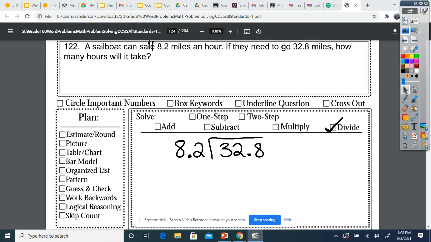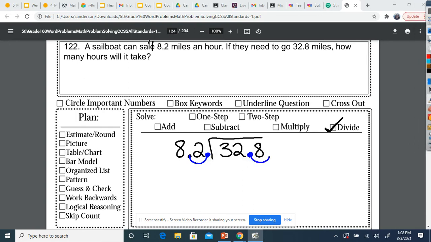Let me change the color of my pen. All right. So my first step is to make this decimal's divisor into a whole number. And all I need to do is take this decimal and move it to the very end. So I just had to move it 1 time to get it to the very end. Whatever I do to this, or how many times I move that decimal to the right on my divisor, I have to move it to the right on my dividend. So here's my decimal here. I need to move it once as well.